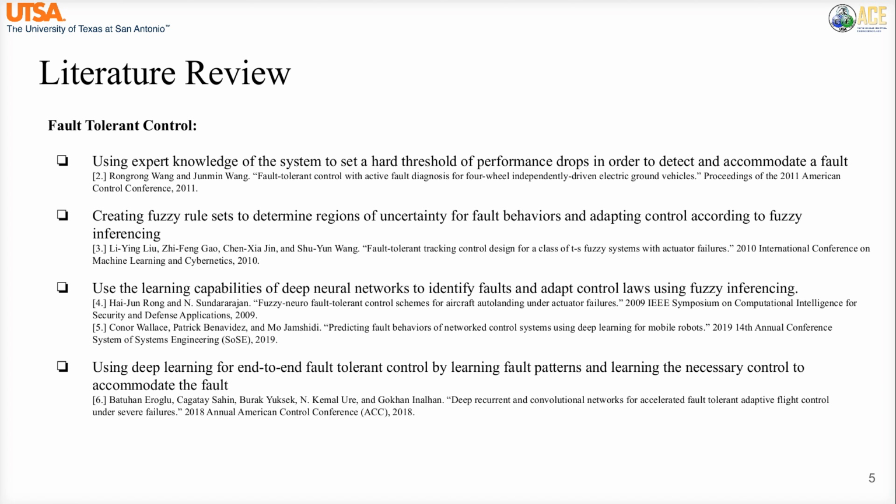The literature in fault-tolerant control can be broadly summed up in 4 different topics. The most simplistic would be to use expert knowledge of your system to set a hard threshold of performance drops in order to detect and accommodate a fault. A more intricate way would be to create fuzzy rule sets to determine regions of uncertainty for fault behaviors and adapt a control law according to the fuzzy inferencing. Another, more novel version would be to combine the learning capabilities of deep neural networks to identify faults and adapt control laws using fuzzy inferencing.